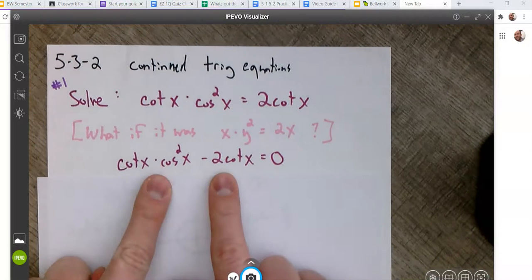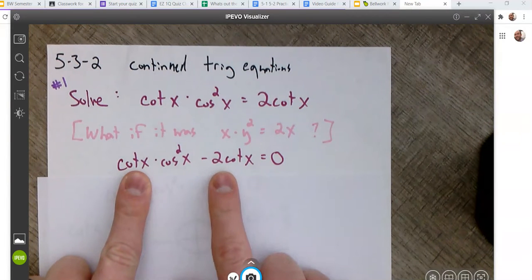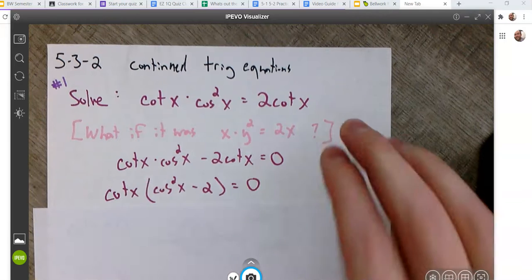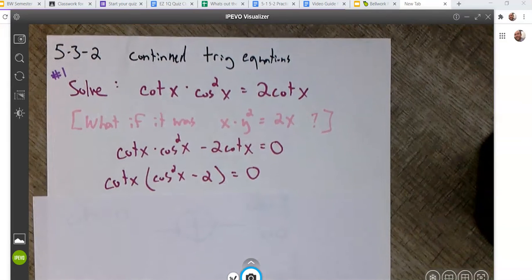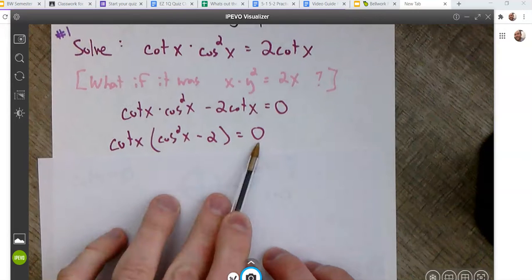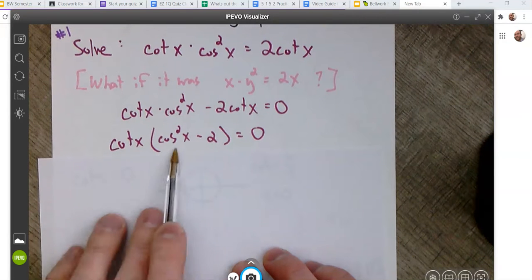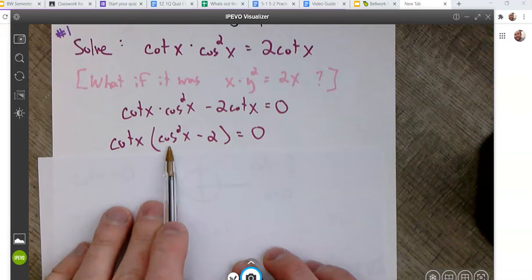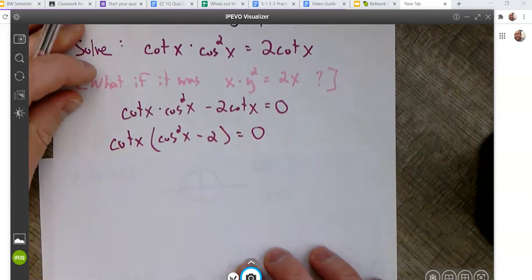Now I'm going to do some like terms. This one does have a cotangent x. This one does have a cotangent x, so I'm going to factor that to the outside of some parentheses. And now the zero product property. If I'm multiplying this times this and get 0, I'm just going to set each of them equal to 0. I'll set cotangent equal to 0, and I'll set cosine squared x minus 2 equals 0, and solve them.